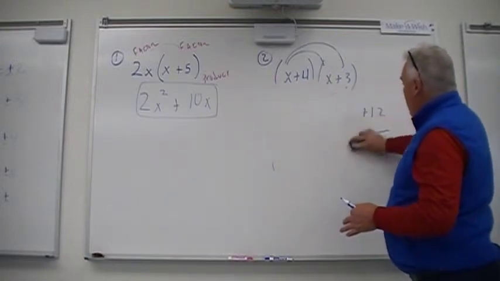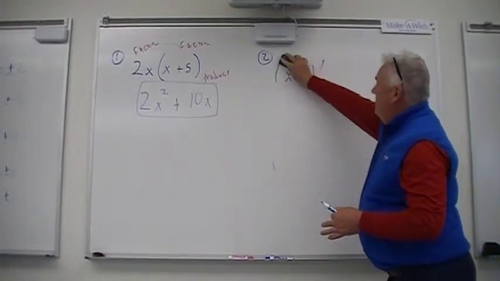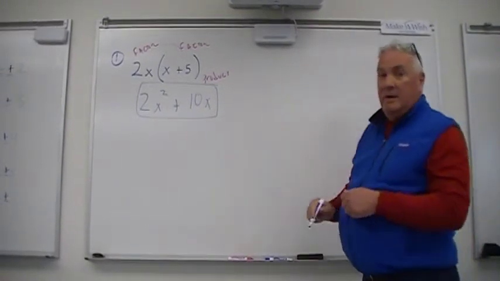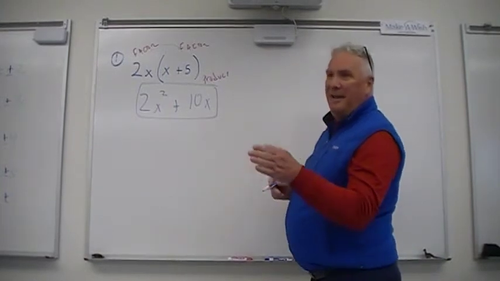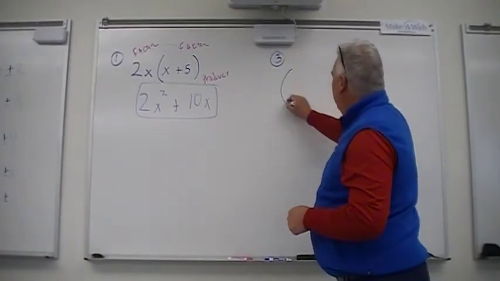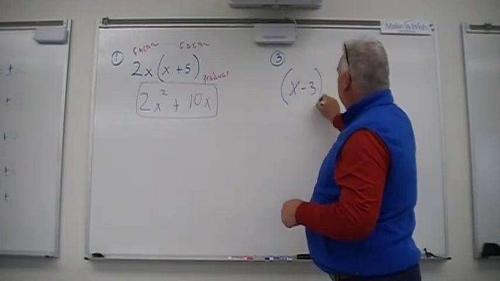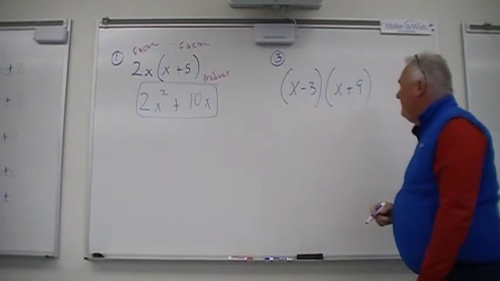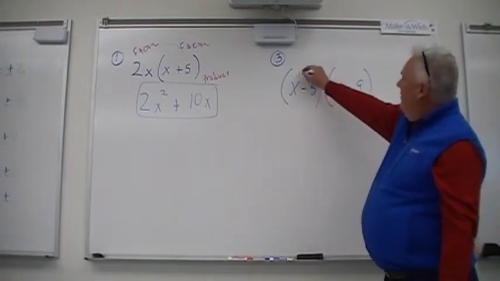So I'm going to do one more with you that involves a negative so we can kind of keep track of our negatives. All right, Ethan? I like to bring in the names of some of them. X minus 3 times x plus 9. All right? So, 4 multiplications.